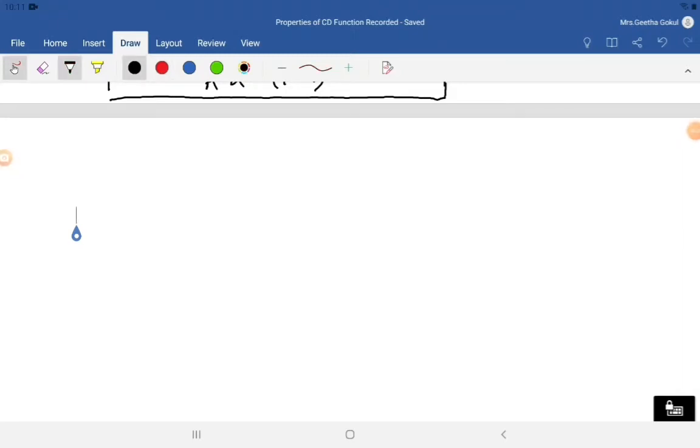The next two properties of the Cobb-Douglas function are relatively simple, and you do not need to do any derivations for it. You just need to memorize it. These are basically the last two properties of the Cobb-Douglas function.